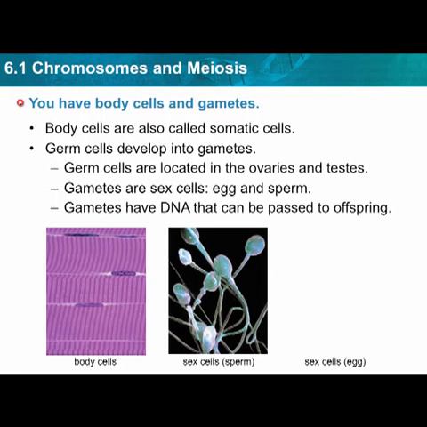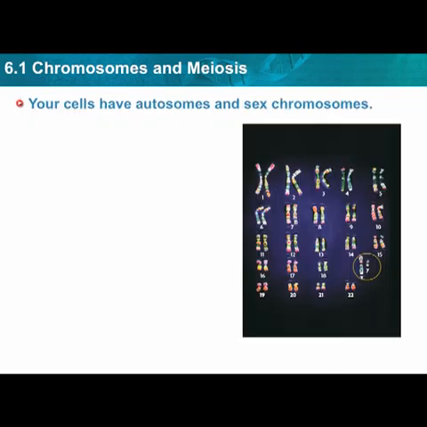Germ cells develop into gametes. These germ cells are located in the testes and ovaries. The gametes are the egg, sperm, or in the case of a plant, pollen and egg. And the gametes have DNA that can be passed on to the offspring, but they have to have half the DNA that a body or somatic cell has.